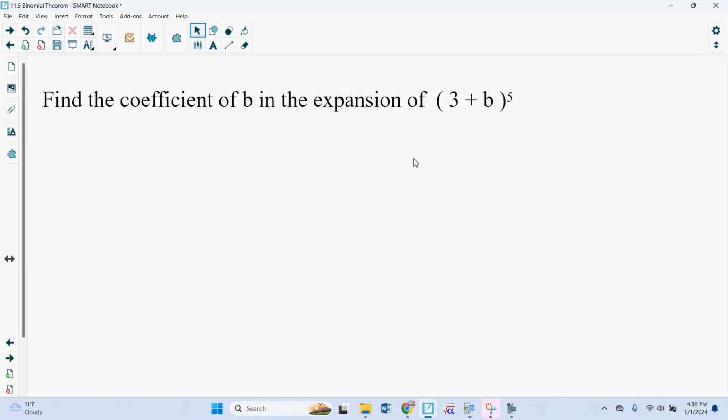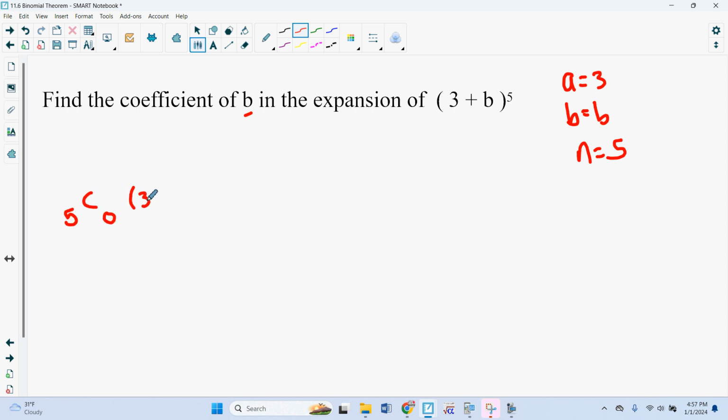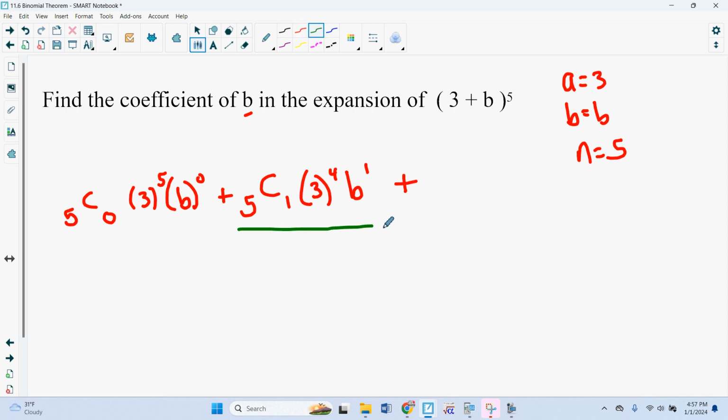Now, instead of having to expand the whole thing out, one thing we'll do on homework is we'll say, find the coefficient in front of just the b term. So if we think of this, my a is 3, my b is b, and my n is 5. So if I wrote this out, this would be 5c0, a to the fifth, b to the 0, plus 5c1, 3 to the fourth, b to the 1. And I'm going to stop there because you can see right away this term would be my b term.